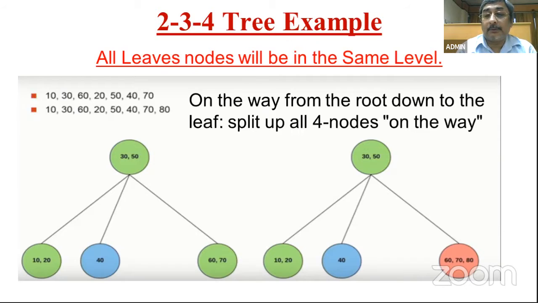So this is a 3 node. I can insert easily one more value there. I insert 60, 70, 80. So up to this it is fine.